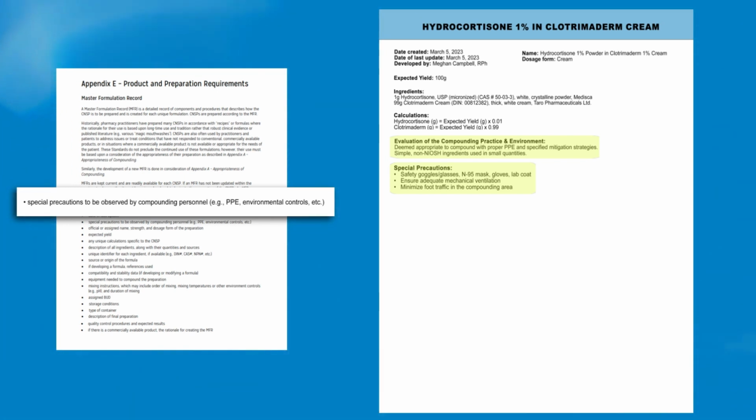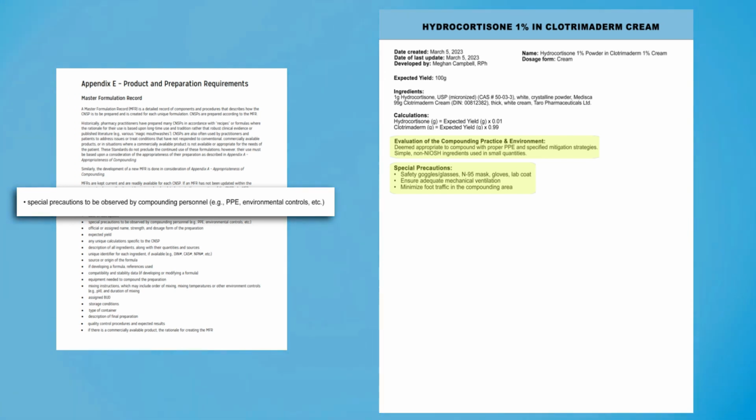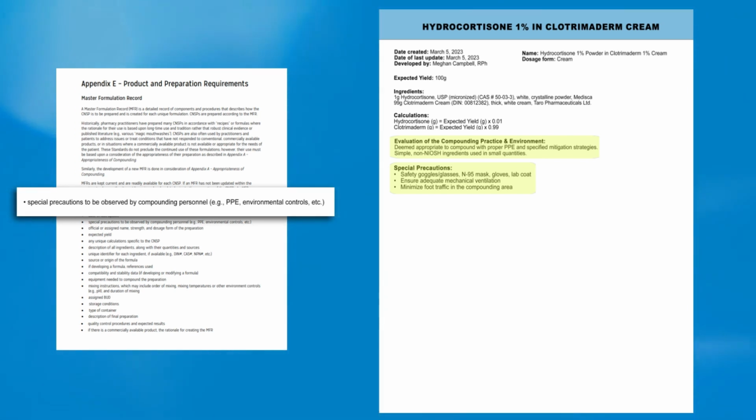If this was a hazardous compound with ingredients listed on the NIOSH list, this section may indicate that a hood was required for compounding, unless the compounding supervisor could mitigate risks in other ways and the compound was made infrequently in small quantities.